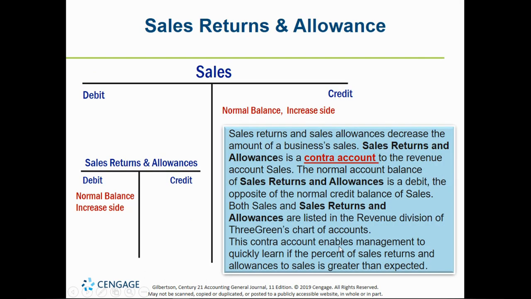So sales is a revenue account. Revenue accounts are equity accounts and have a normal credit balance. Sales returns and allowances is a contra account to sales, meaning it contradicts the rule. It is going to decrease sales in the end, and so it has a normal debit balance. It's going to act a lot like our expenses and our drawing accounts.